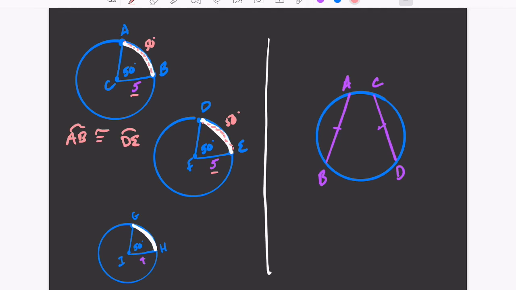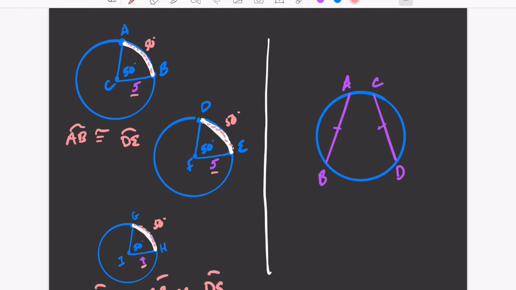However, if you look at the smaller circle down in the bottom, arc GH does have a measure of 50 degrees, but it's a piece of a smaller circle because that radius is only 4. So arc GH is going to be smaller. Even though the angle is the same, the actual length of it, if you took that as a string and straightened it out, it would be shorter. So you could say that arc GH is going to be shorter than either AB or DE, because that radius is smaller, so it's a piece of a smaller circle.